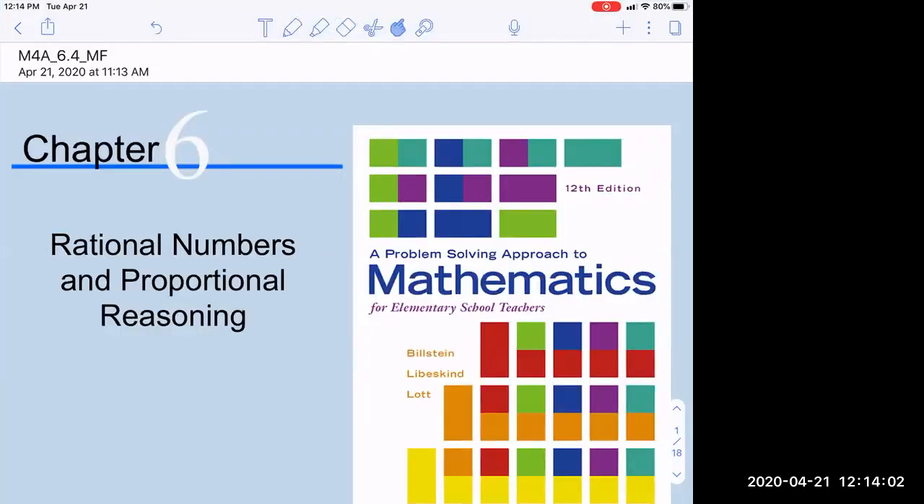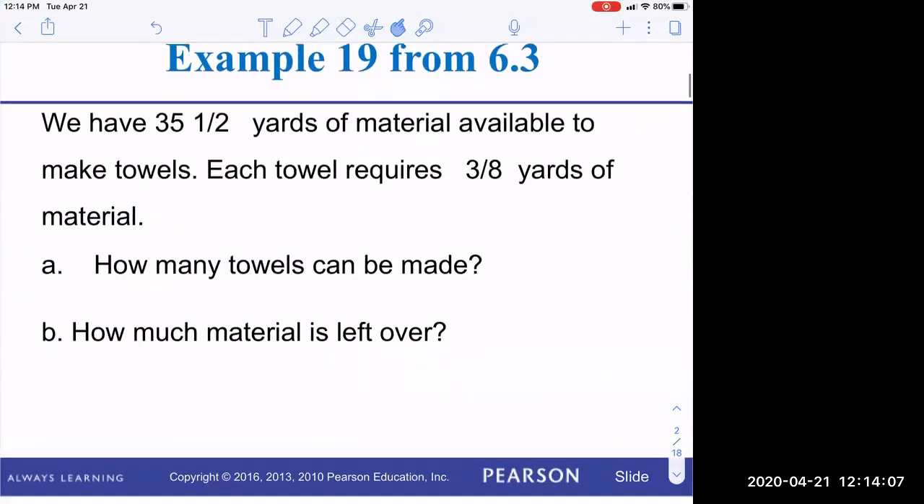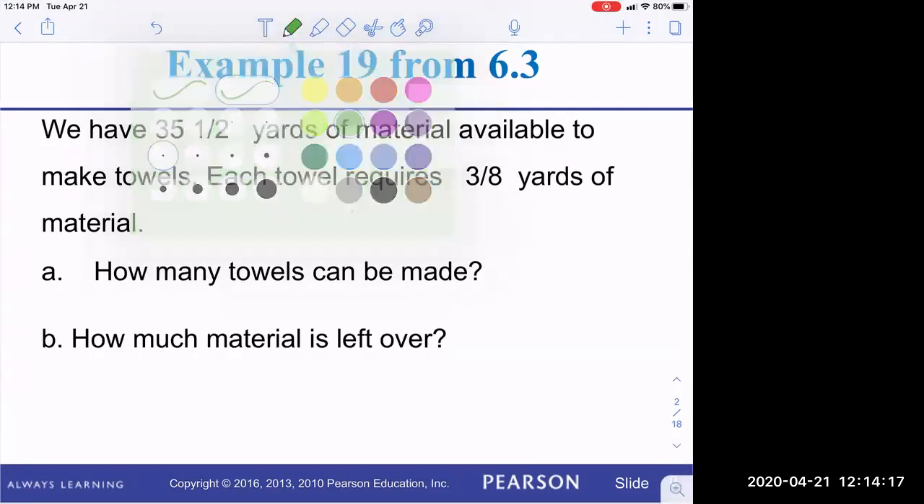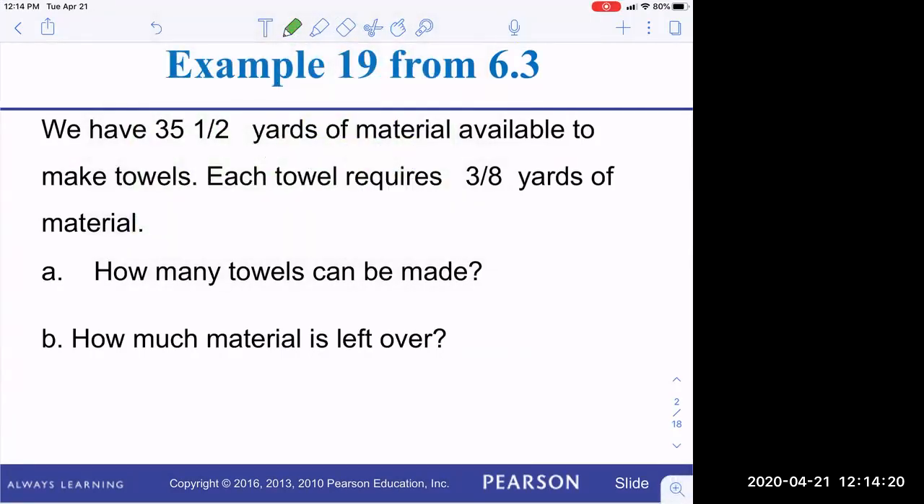Okay, I'm going to do proportions. First, I'm going to do a problem from 6.3, which is fractions. So we're definitely looking at a division problem because we're looking at a how many. So really, what we're doing is we want to find 35.5 yards divided by 3/8 yards per towel to see how many towels we can make.